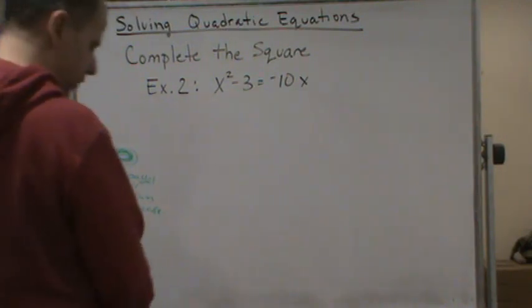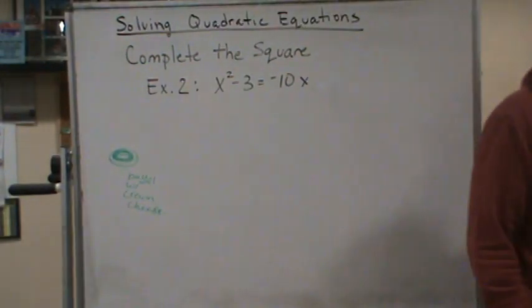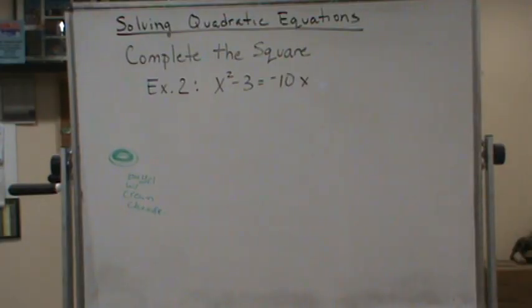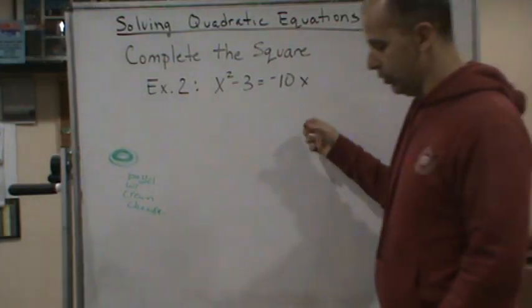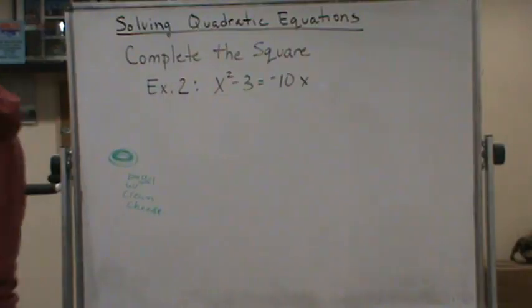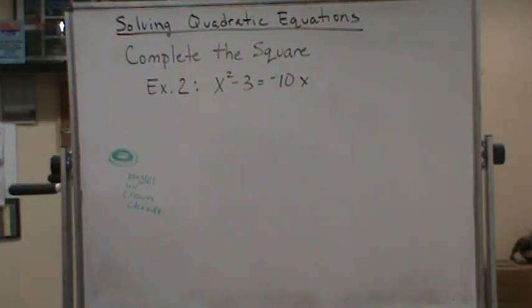All right, here's another example. Now what we have is an equation, and we're going to solve this using completing the square and also using the square root property, as you'll see. So this is one way that we can use multiple ways of solving this equation.